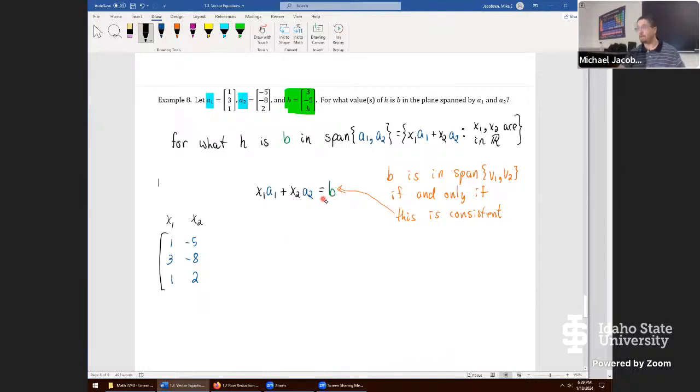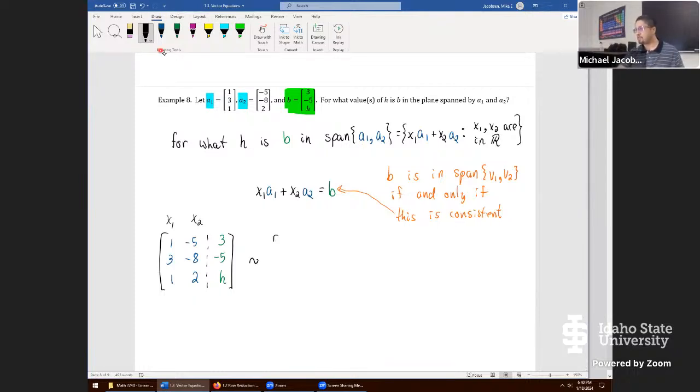For the equality right here, we'll augment. So here's our dashed line. Next, throw in the vector b, 3, -5, h. So all of our work is going to boil down to where are the pivots on this matrix? If the pivots are in column 1, column 2, we'll say that's consistent and therefore b is in the span. But if our pivot is in the rightmost column, then we'll say the system is inconsistent. b is not in the span. So let's give this a try.